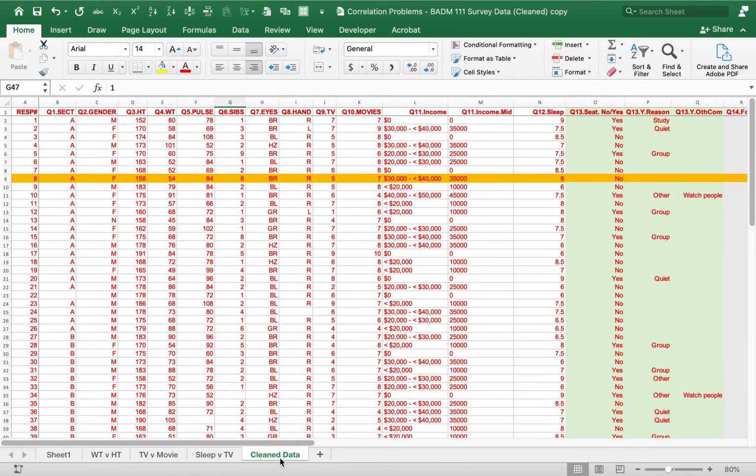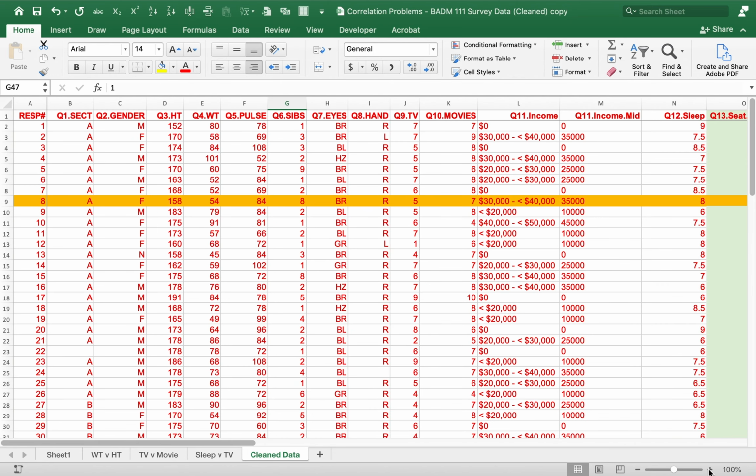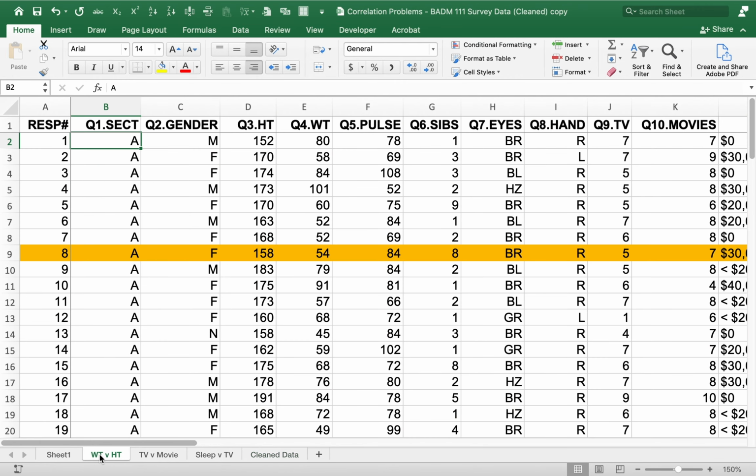I'm dealing with the Business Admin 111 survey data. This is the data which I used in my data cleaning lab videos. And so these data have been cleaned up here. And what I've done is I've actually made copies of this particular page right here. So you'll find them over here and here and here, because I want to run through some different examples.